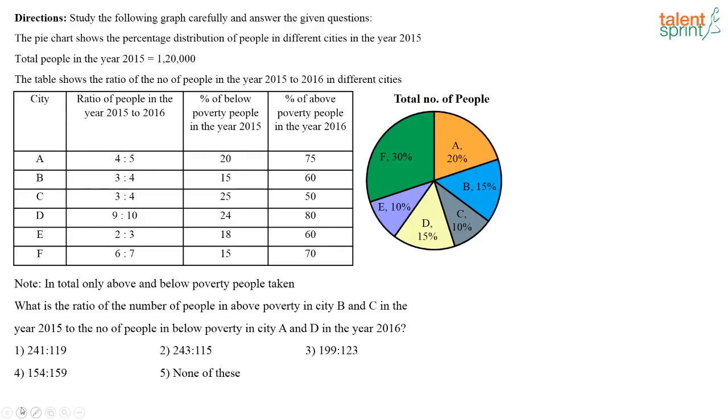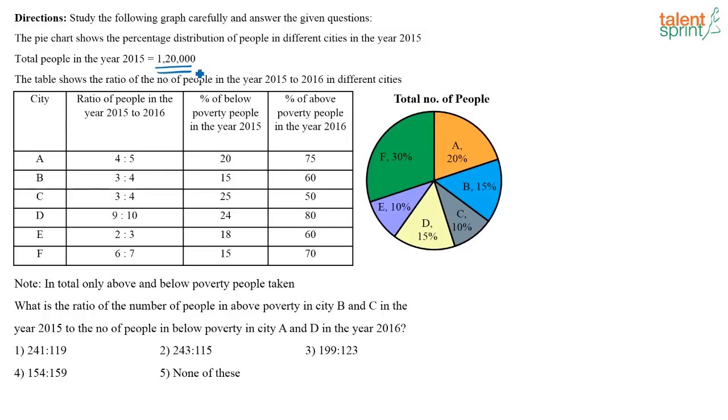See, what is given here, what are they saying? First, they are saying that there is a pie chart. In this pie chart, they are showing the percentage distribution of people in different cities, right? Now, totally so many people are there.